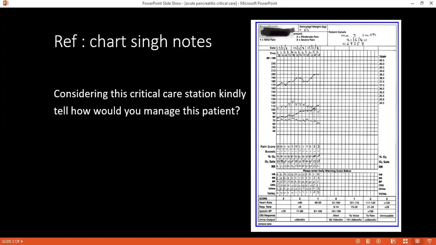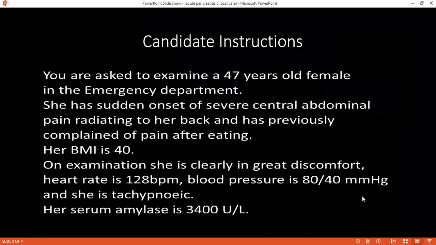If you have read and understood this critical care scenario, kindly tell me how would you manage this patient? This patient is suffering from systemic inflammatory response syndrome secondary to acute pancreatitis, most probably, and we are going to manage this patient according to the CRISP protocol. We are going to perform an ABCD survey and then act accordingly.